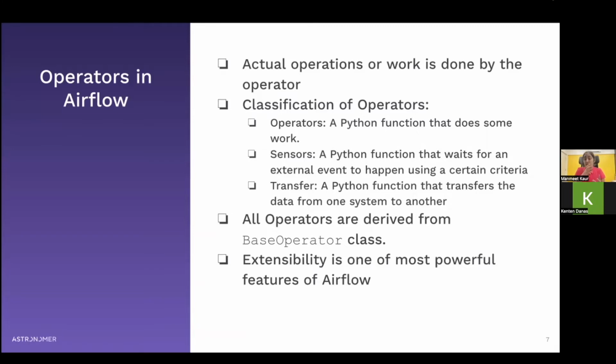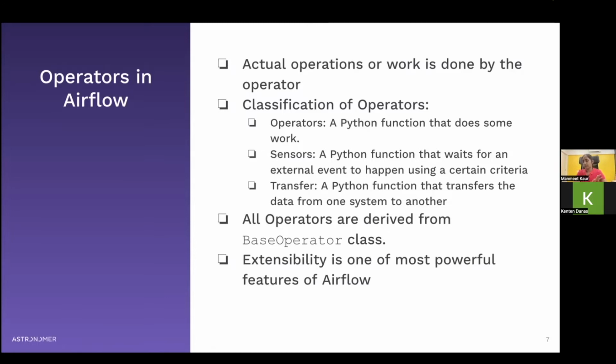Next is transfer. This is again a subtype of an operator, which helps us transfer data from one system to another. So for example, if I have to move data from a GCS bucket into BigQuery, right? Two different systems. Or I want to move data from S3 to my GCS bucket. Or I want to move data from S3 bucket A to bucket B, right? So I will utilize transfer operators.